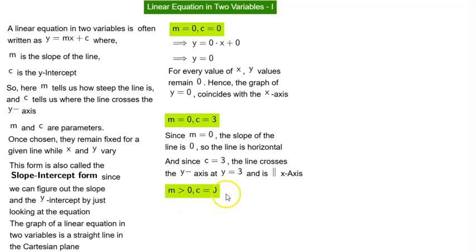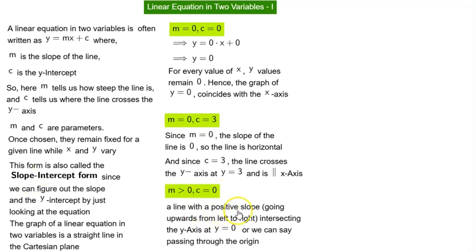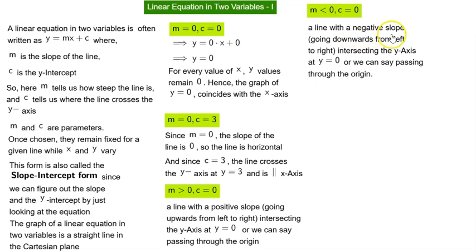When m is greater than 0 and c is equal to 0, it is a line with a positive slope, going upwards from left to right, intersecting the y-axis at y is equal to 0, or we can say passing through the origin. When m is less than 0 and c is equal to 0, it is a line with a negative slope going downwards from left to right, intersecting the y-axis at y is equal to 0, or we can say passing through the origin.